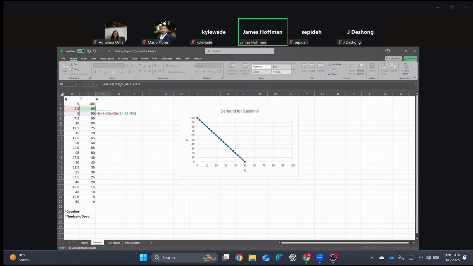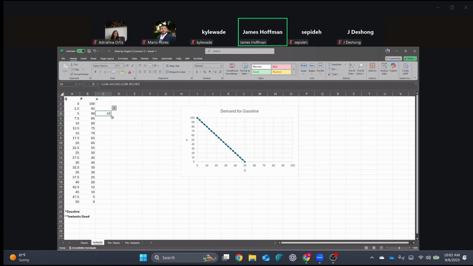So percent change in quantity divided by the percent change in price, going from a price of 95 to 90. And we get -19. So what you see is that in the upper portions, the demand curve for gasoline might be elastic because with those high prices, you might get a bigger swing.